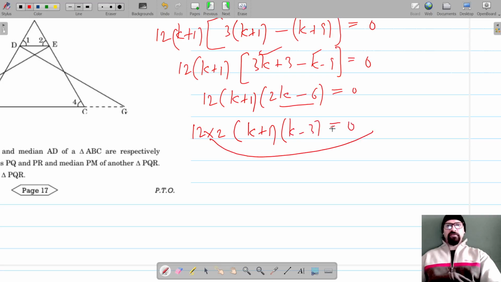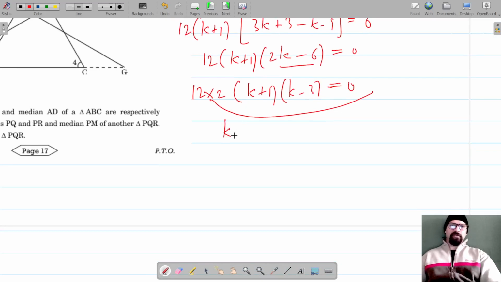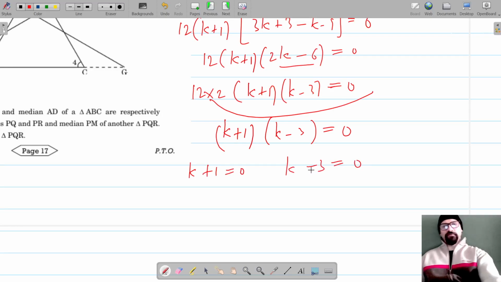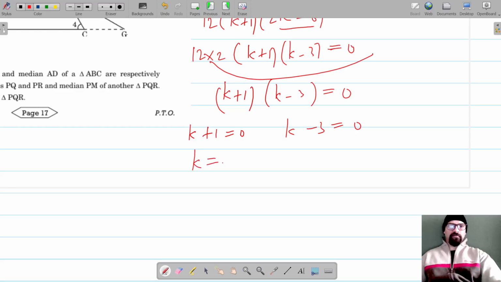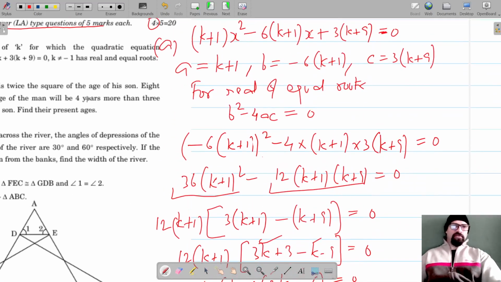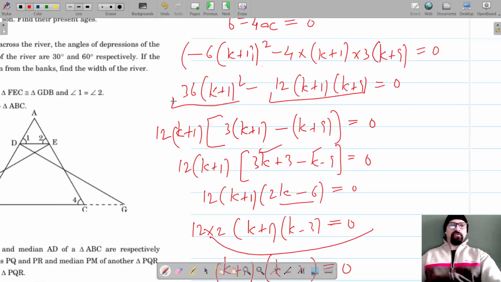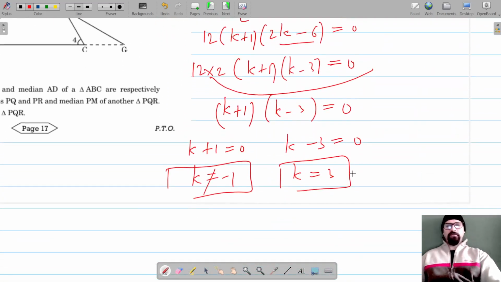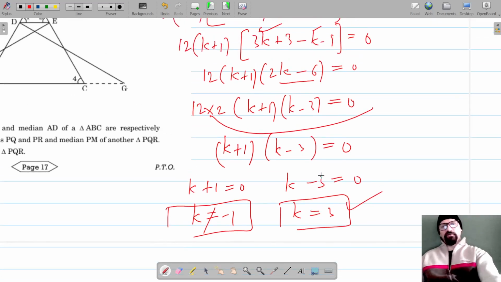So this, when shifted to the right hand side, is 0. Now we have the factors k plus 1 into k minus 3 is equal to 0, which means either k plus 1 is 0 or k minus 3 is 0. So this gives me k is equal to -1 and k is equal to 3. These are the two values. And in the question, it's given that k cannot be -1. So k cannot be -1. So that means our answer is k is equal to 3. So the value of k is 3.